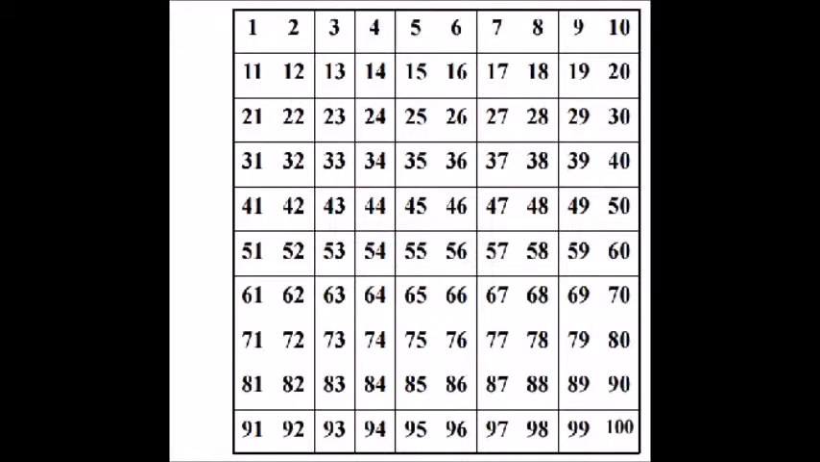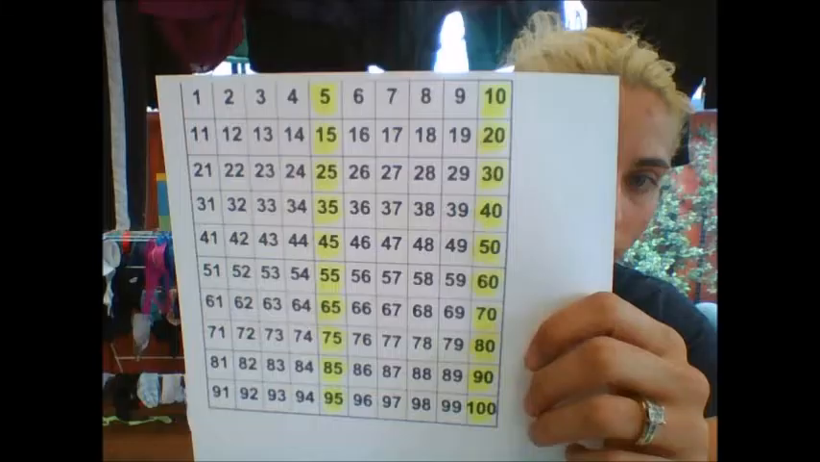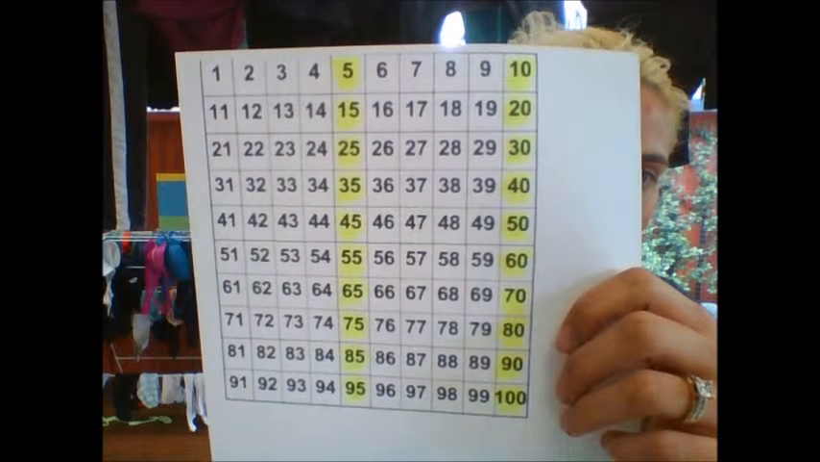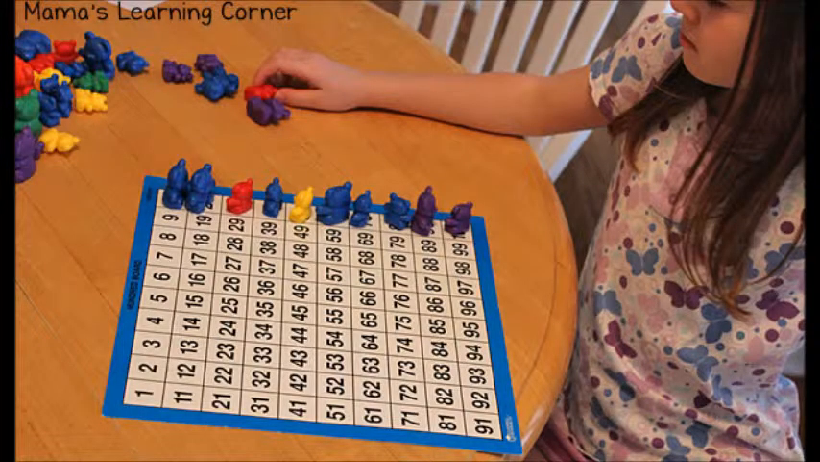This can be done on many different levels. Hundreds charts can be printed on paper for students to highlight, circle or colour in pattern numbers. Students can put counters on top of numbers within the hundreds chart. This is a more hands-on approach to teaching number patterns.